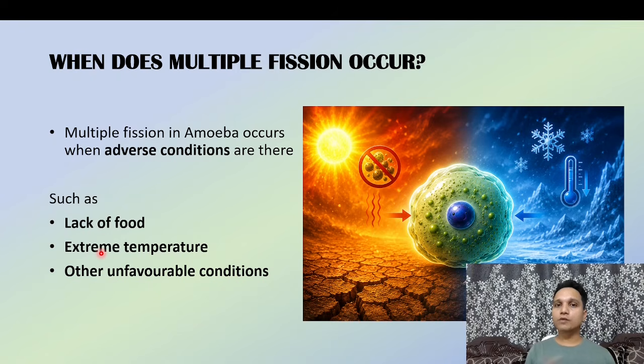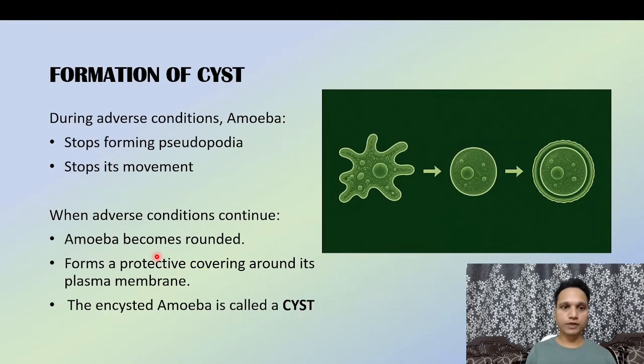But in case of adverse conditions, if the amoeba senses certain chemicals, or senses that there is a lack of water or food in the surrounding, in those conditions amoeba will actually follow the process of multiple fission. So the unfavorable conditions in the environment are responsible for multiple fission.